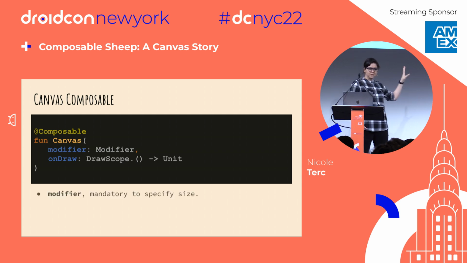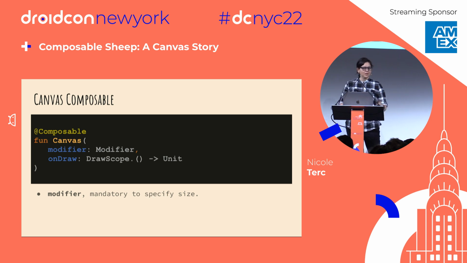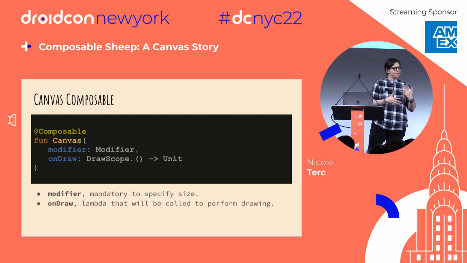You see Composable, you see Canvas, and you see only 2 parameters in there. The first one is modifier. That's a good old modifier that we always use. Something important that you may note is that this is not optional, as most of the composable functions that we have. And that's because Canvas requires a specific size to be set. So you need to pass a modifier that defines a size. It doesn't need to be like a hard-coded size. It can be like fill width or match width or whatever, but it needs to be a modifier that already has a size defined.